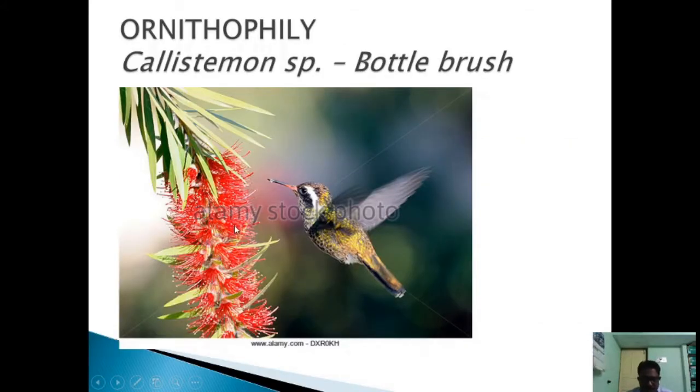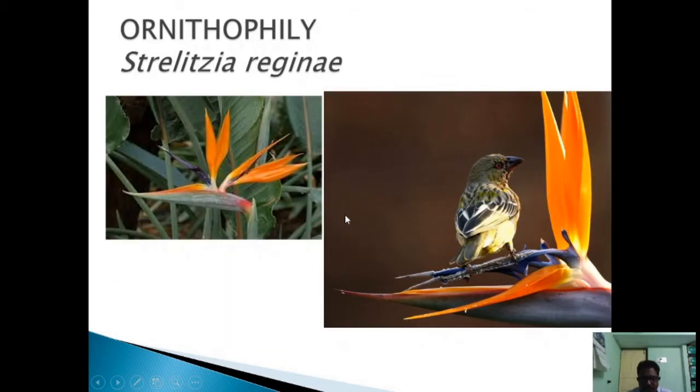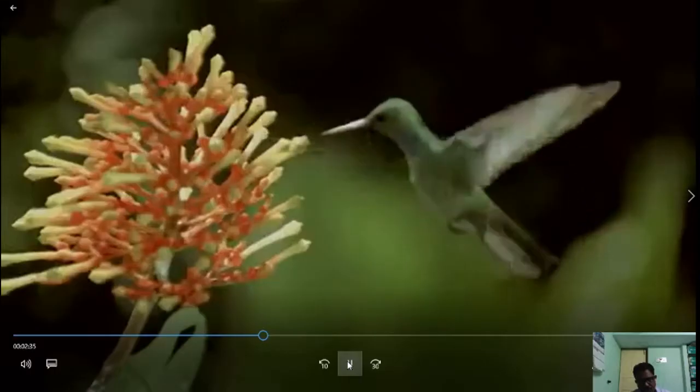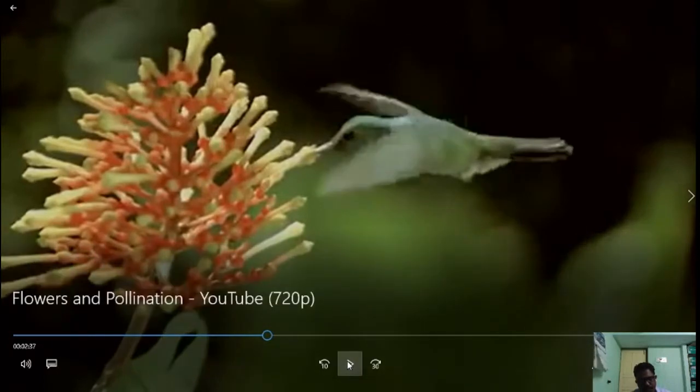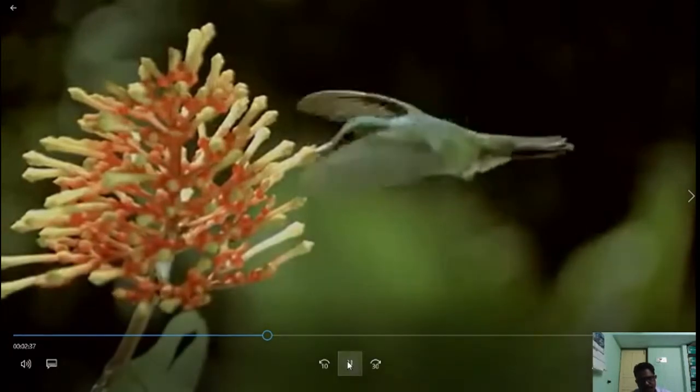Okay, now this is the bottle brush flower, the inflorescence by that is by Callistemon species, where they are getting pollinated by birds. So this is another good example. Serligia reginae is another good example for ornithophily, pollination by birds.